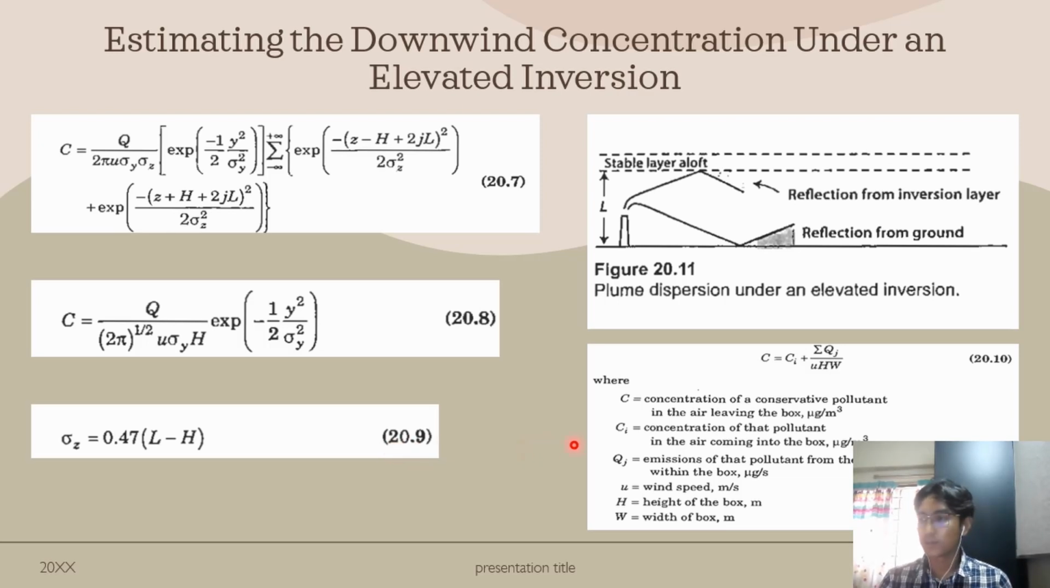Now, there are also instances where the Gaussian equation is not valid. Two examples are the case of dispersion within a long traffic tunnel through a mountain, or dispersion in a narrow valley capped by an inversion. In those cases, a simple box model approach is often sufficient, following equation 20.10.